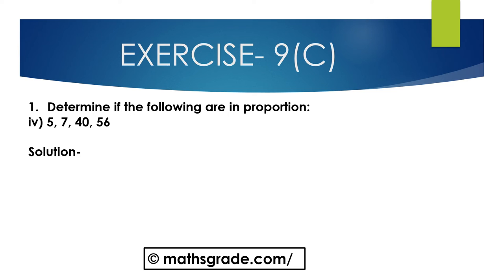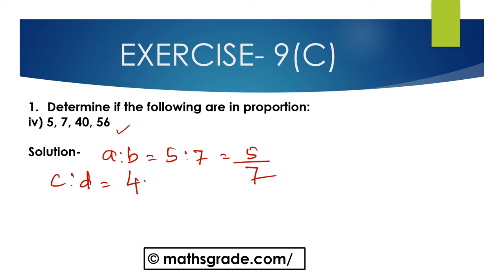Now question number 4th bit 5, 7, 40 and 56. These are the numbers given and we have to check whether the following numbers are in proportions or not. We know four numbers A, B, C, D are in proportion if A is to B is proportional to C is to D. So here A is to B is 5 is to 7, that is 5 divided by 7. And C is to D is 40 is to 56, that is 40 divided by 56.